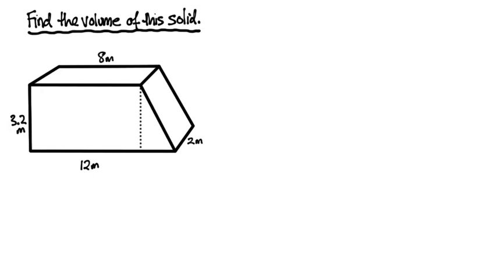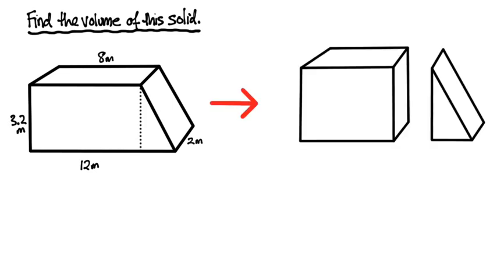So I'm going to take this dotted line, I'm going to imagine if I had a saw and I just chopped off the triangular piece on the end there, I'd end up with two pieces that look like this. Now these two I can work with. This is a rectangular prism, and this one is a triangular prism. And we have previously worked out how we can work out the volumes of those.